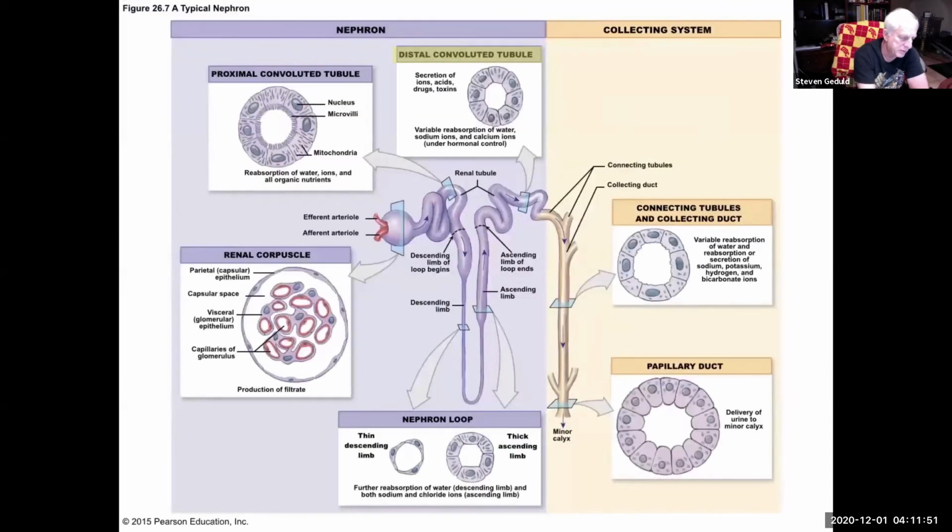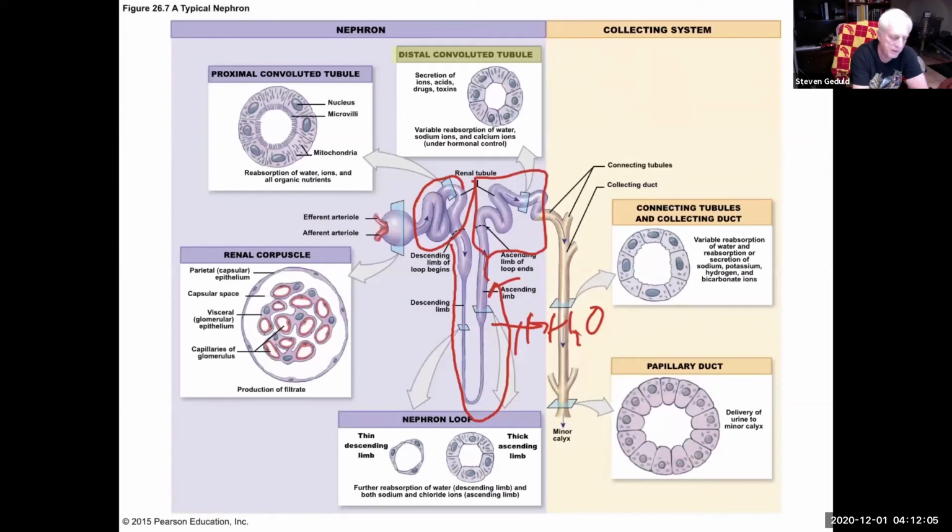Okay. So again, this is where most of your water reabsorption occurs in proximal convoluted tubule. Then you have your descending loop, your ascending loop, which is impermeable to water. Cannot go through there. Then you have your distal convoluted tubule. Okay. Feeds into your collecting duct, tubules, collecting ducts, into your minor calyx, your major calyx, your renal pelvis, and then into the ureters, which goes towards the urinary bladder.